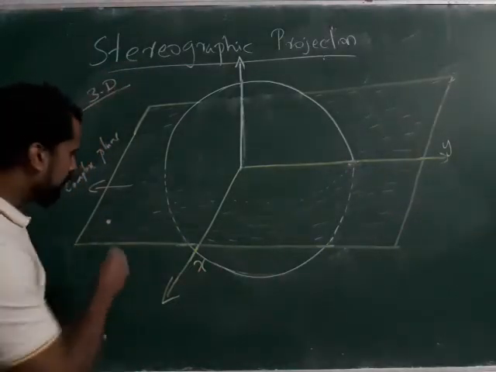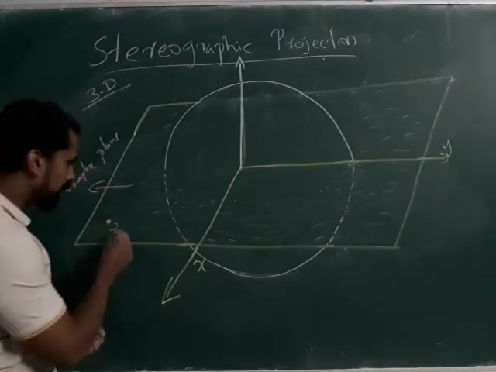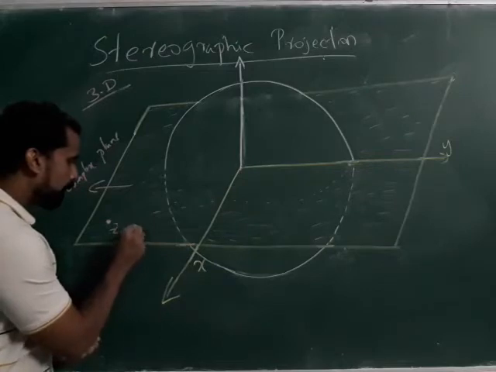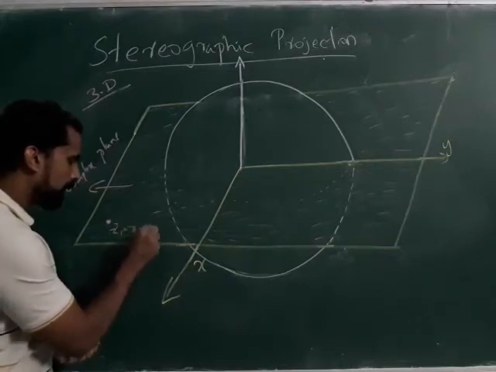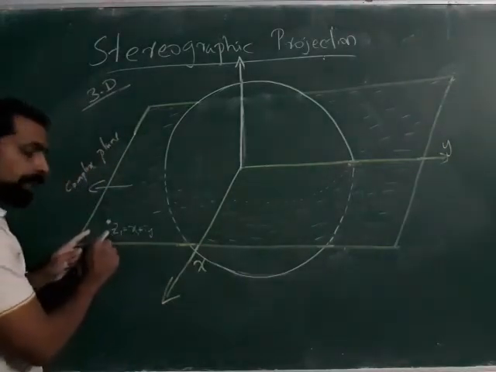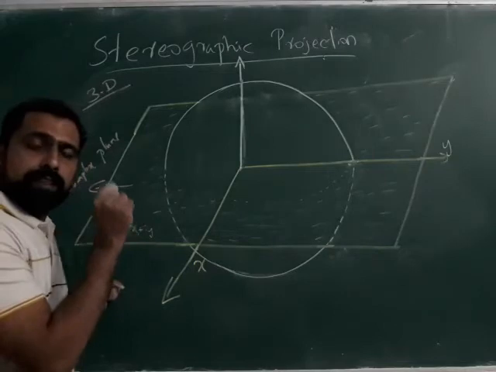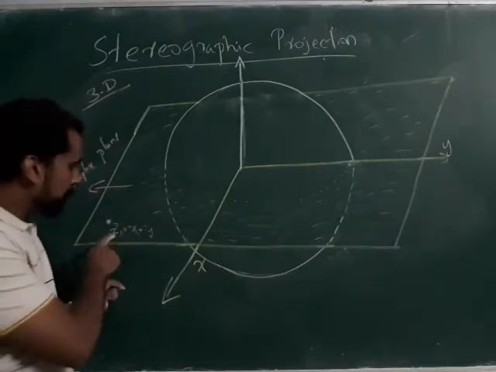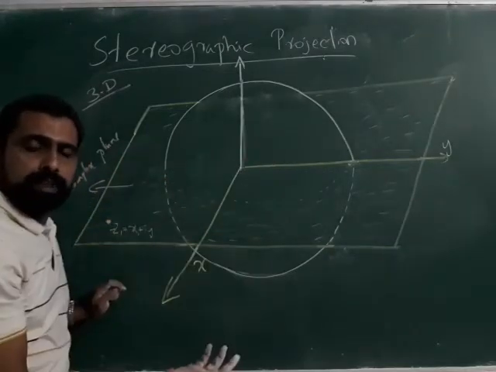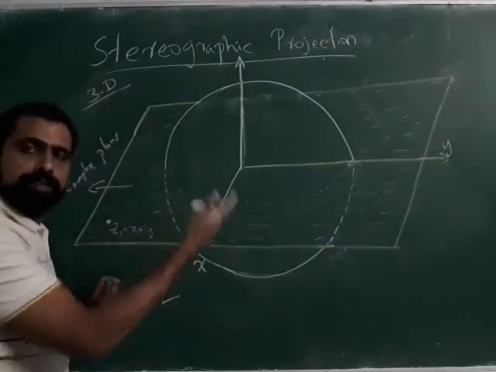So this point is z1, and this z1 has a value of some x1 plus i y1, because depending upon the x value and y value, each z value has a unique point on this plane. It depends upon the x and y value where it is located.